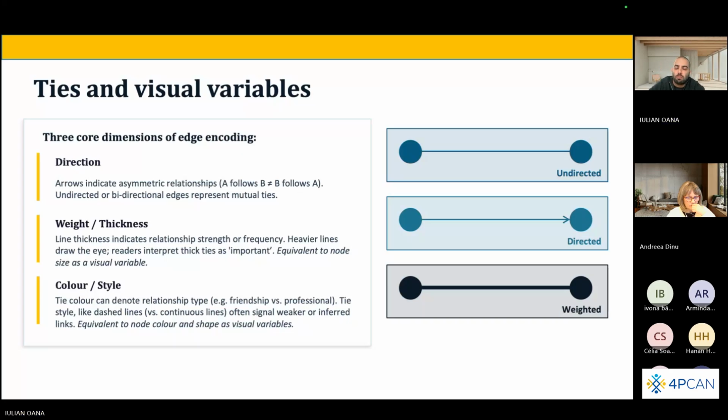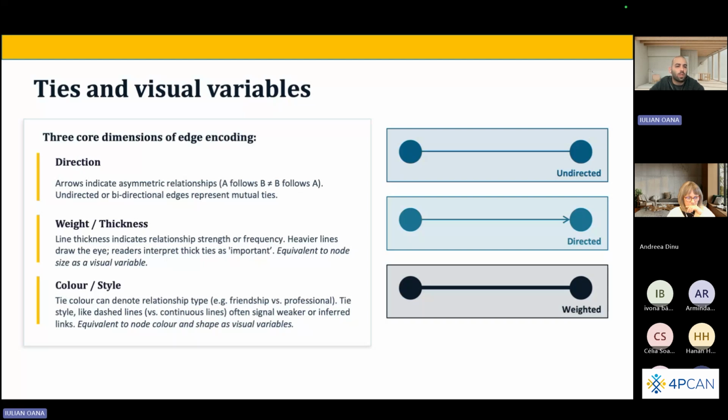This is an equivalent to node size. We can talk about line size, and as bigger nodes draw the eye, this is the same case for heavier lines. They also draw the eye, and people generally have this tendency to interpret the thick ties as more important than others.